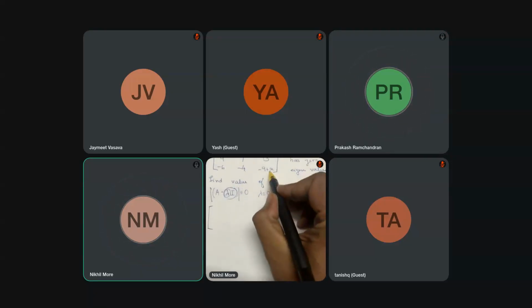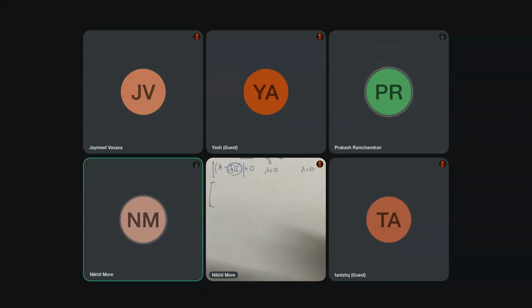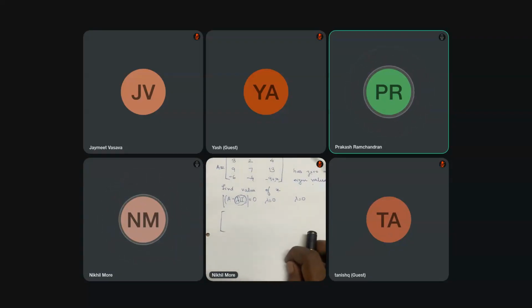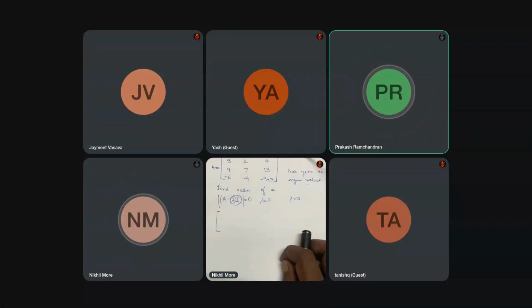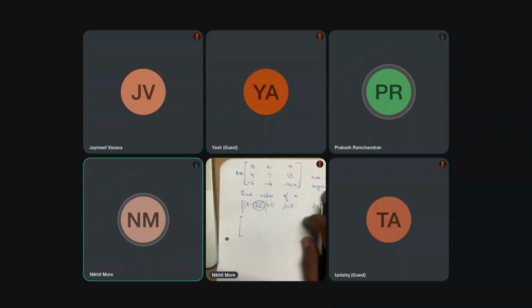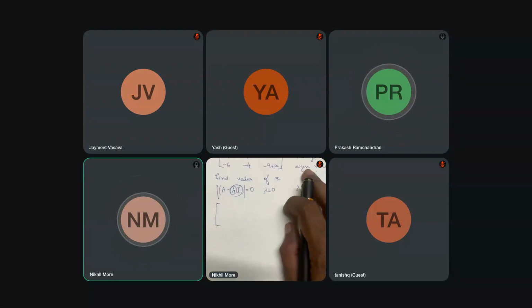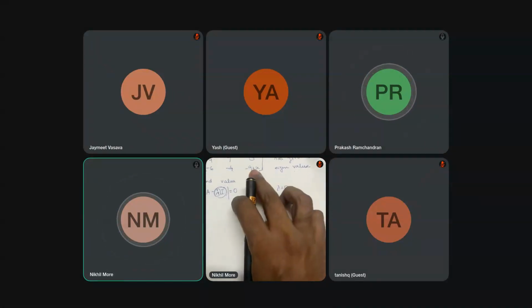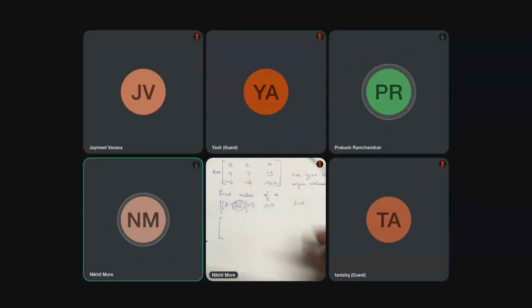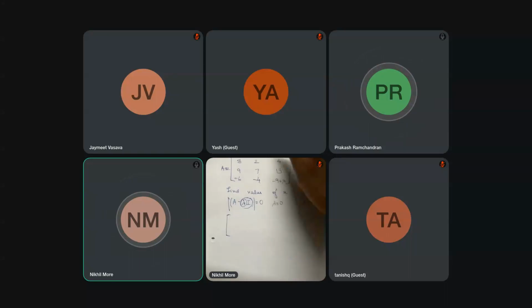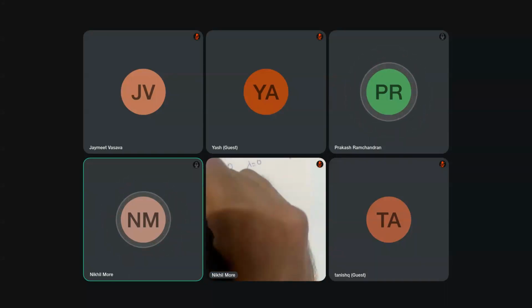First, if the determinant of a matrix is zero, what does it signify? That means an eigenvalue is zero. They have said that the eigenvalue is zero, and they are asking to find the value of x. So we can just start with it.